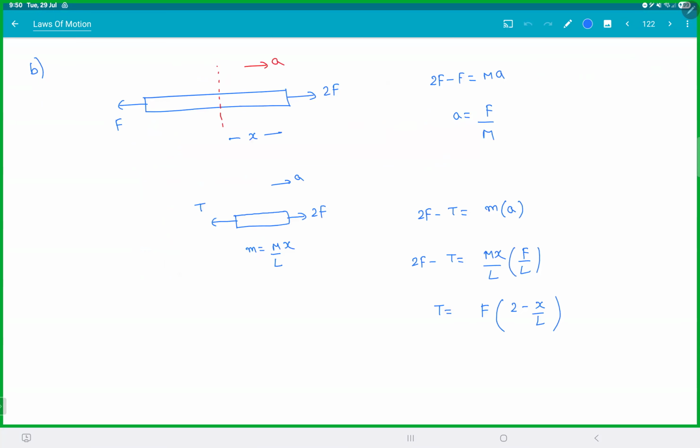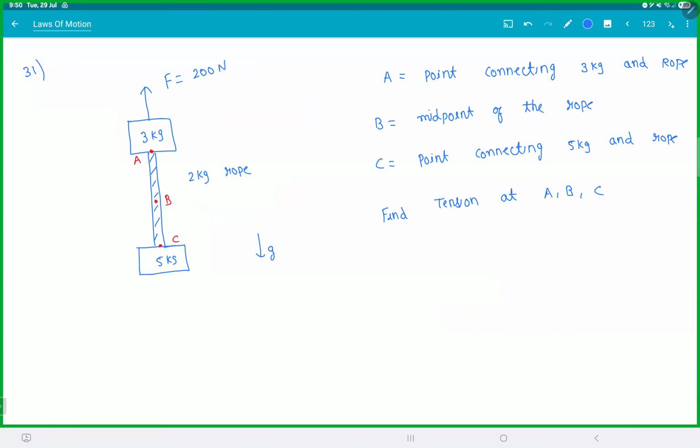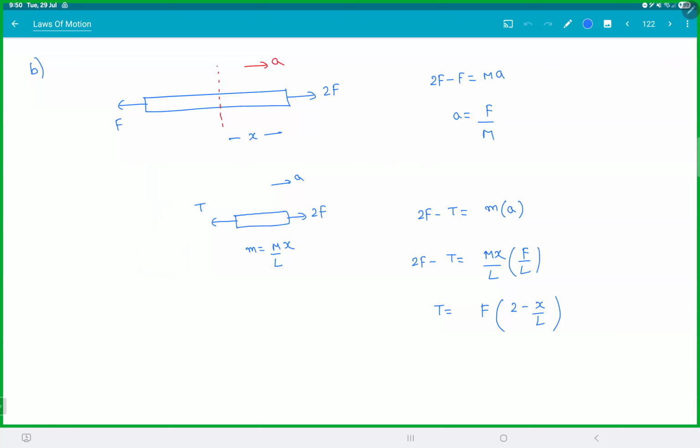It's F by M. What is F by M, Rovia? In the previous slide, it was F by M, right? Yeah.